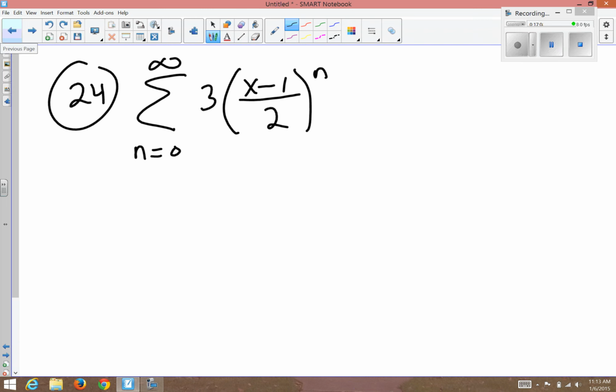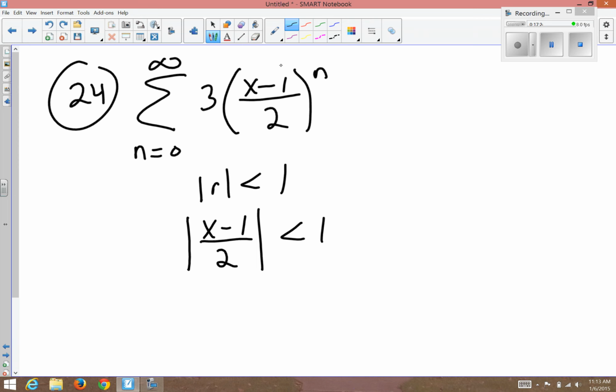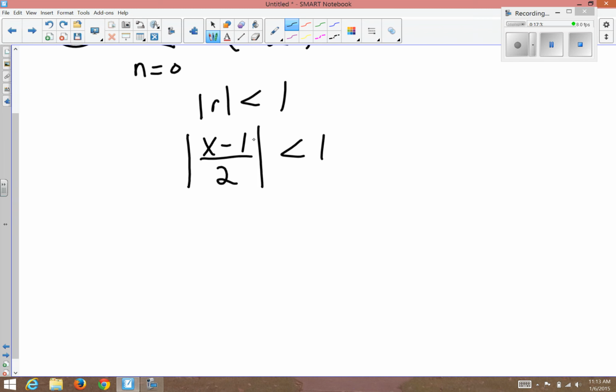We know this is geometric because it says it right in the directions. So we're going to note that for convergence, the absolute value of r has to be less than 1. In this case, the absolute value of r has to be less than 1. This thing inside here is what r equals. To solve this algebra 2 inequality, we say what is inside the absolute value has to be between this number and the opposite of that number.